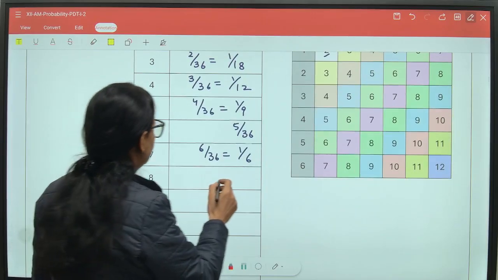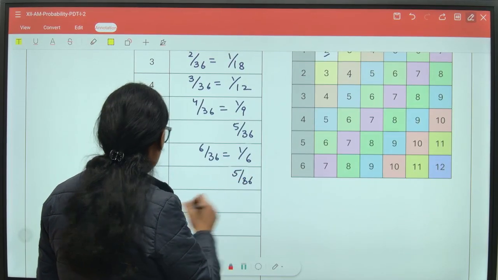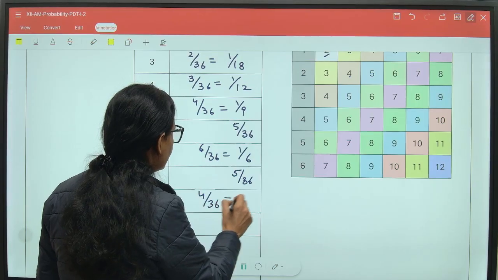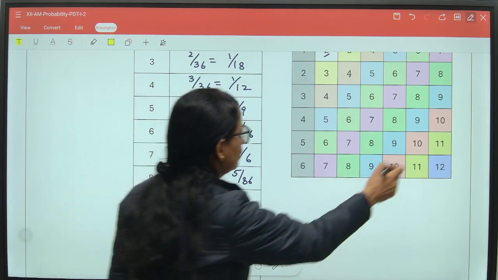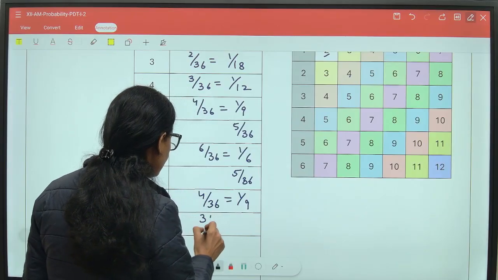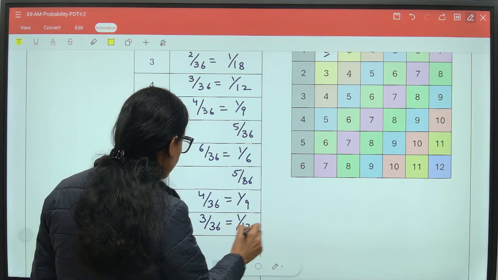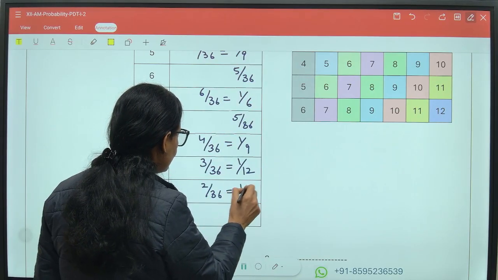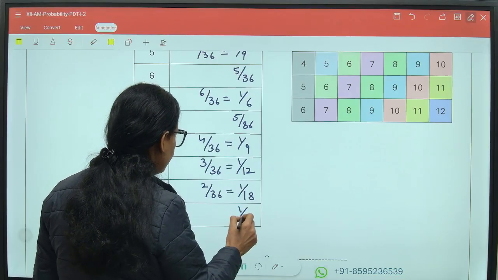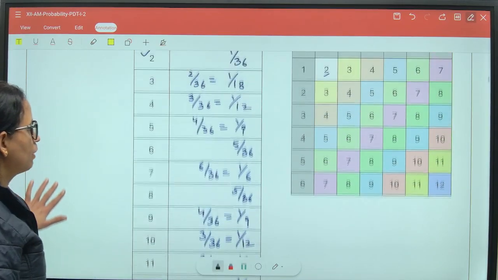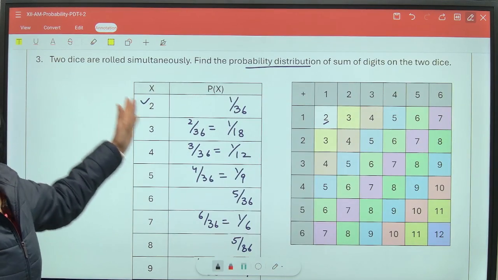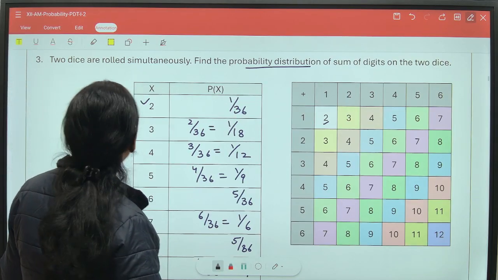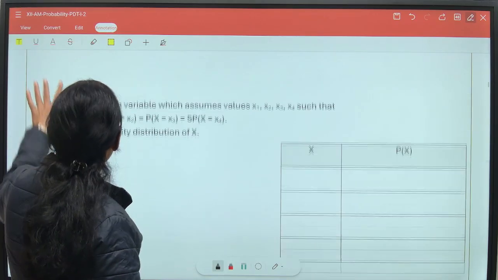For 8, it is 5 by 36. For 9, 4 by 36 and this again reduces to 1 by 9. For 10, just 3 favorable outcomes, so it is 3 by 36 and that becomes 1 by 12. For 11, there are 2 possible outcomes, 2 by 36 and that reduces to 1 by 18. And for 12, it is 1 by 36. So this is your complete probability distribution table for the random variable x, that is denoting the sum of values that you get on rolling 2 dice. Okay, so let's move to the next question.